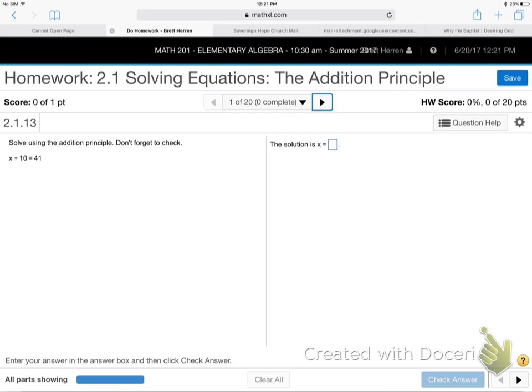All right, so solving. We're in chapter 2. We're totally changing gears. We're dealing with equations now, which means there's an equal sign in the middle. I'll write it a little bigger: x plus 10 equals 41. An equal sign is like the middle. I'll put a wall there. I encourage you to do that just to be real clear.